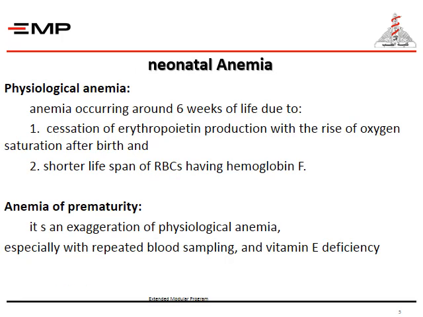The commonest cause of neonatal anemia is physiological anemia of neonate and anemia of prematurity. Physiological anemia of neonate usually occurs around 6 weeks of life due to cessation of production of erythropoietin, because the baby is now inspiring air, which has higher oxygen saturation compared to the blood which circulates through the placenta. And the RBCs of the neonate contain hemoglobin F, which has a shorter lifespan.